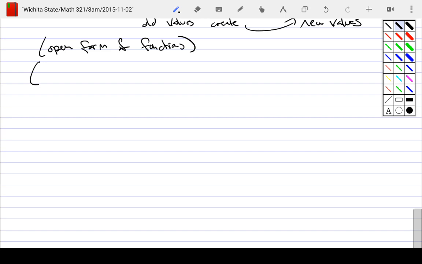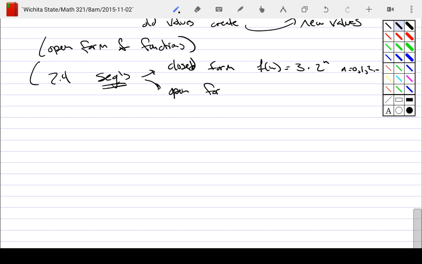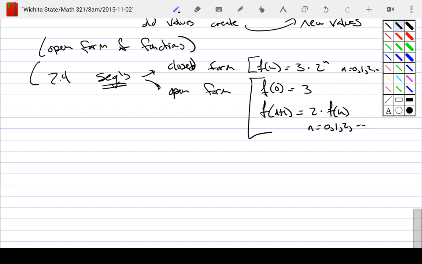And what was that? Well, that was chapter 2, right? Yeah, sequences and series. So in 2.4, for sequences, you had closed form. For example, f of n is equal to 3 times 2 to the n, where n is equal to 0, 1, 2, etc. And then we also had an open form, which we said that the 0th element, f of 0, is equal to 3, but f of n plus 1 is simply 2 times f of n, where n is equal to 0, 1, 2, etc. And so we had this open form and this closed form.